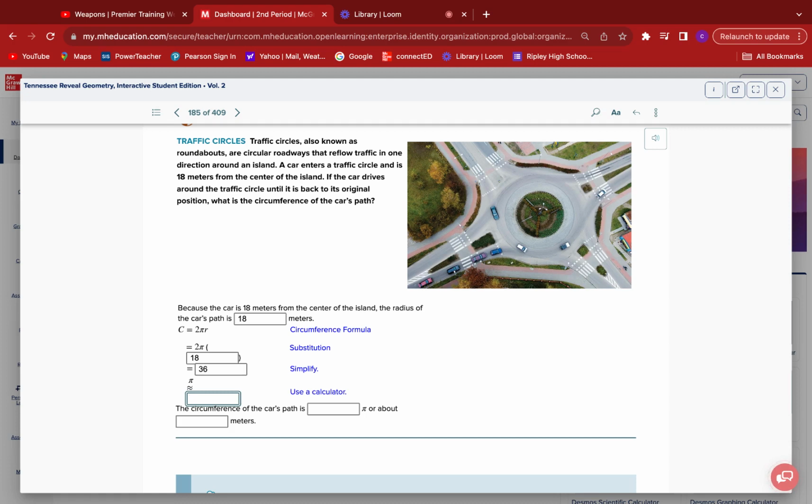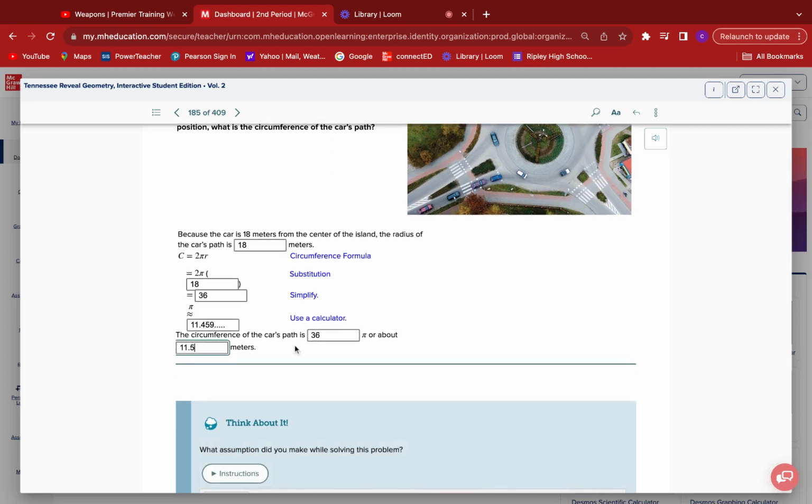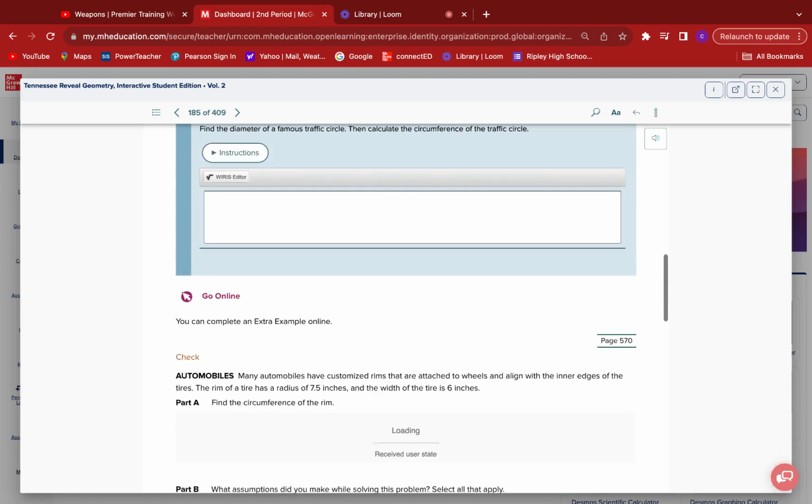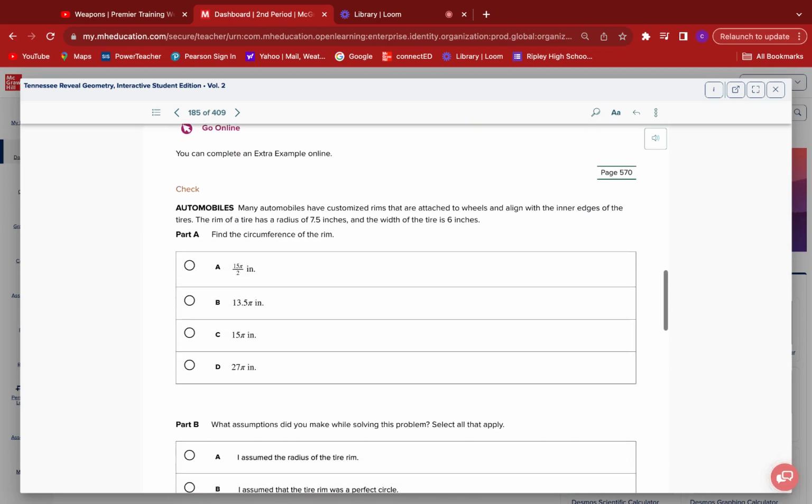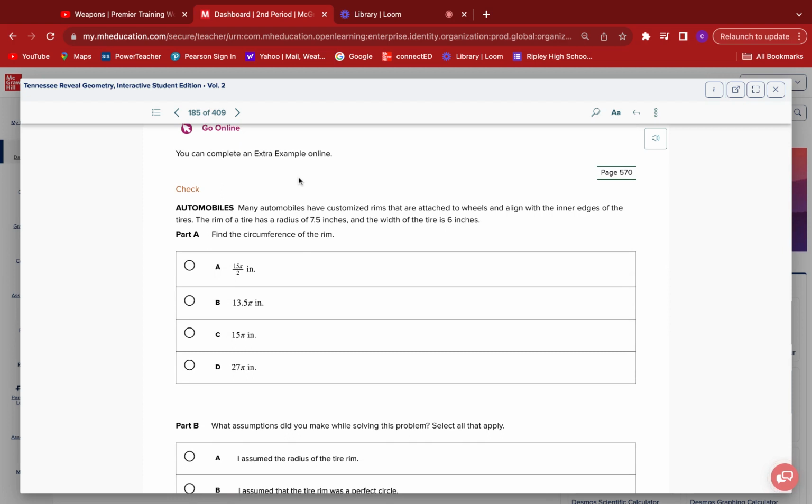Leave it as 36 pi. But if you're just not comfortable quite there yet, it's 11.459, and so on. All right, so it's 36 pi, or about 11 point, well, they want me to round it to. Does it say? It doesn't say. 11.5. You're going to round to the tenth. All right. There is that example. If you need another one, go online, you guys. Looks like we're about ready for the check. All right, moving on.